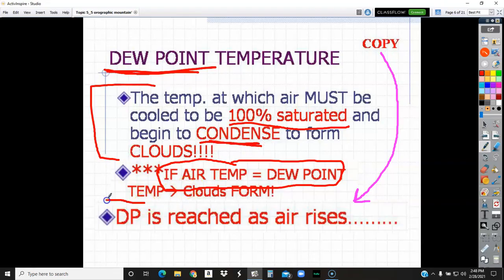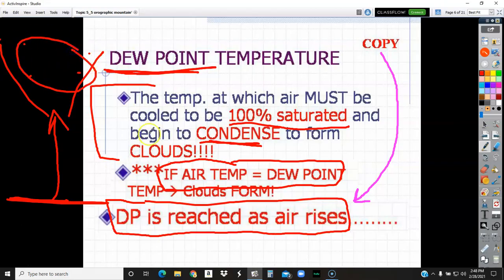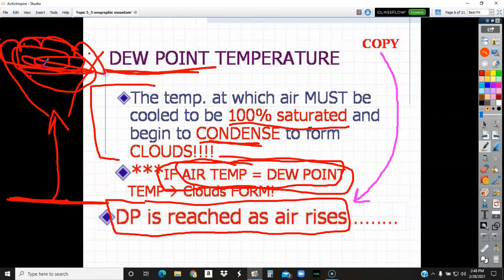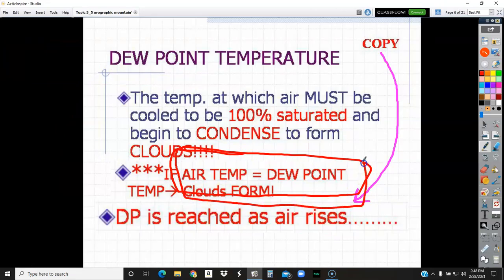So the dew point temperature is reached as the air is rising. Because again, as air rises, let's say this is the ground, the air is going up and expanding. The molecules are spreading out from one another. And somewhere up here in the atmosphere is where these two numbers are going to equal, and that's when you're going to start to form a cloud. So the key here is to look for this: when the air temperature equals the dew point, that's when clouds will start to form.